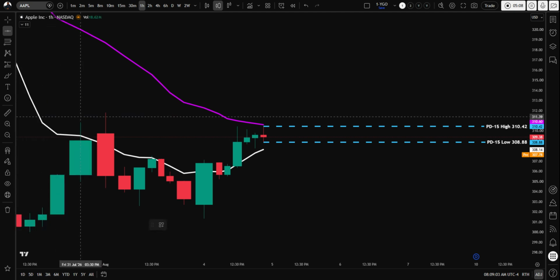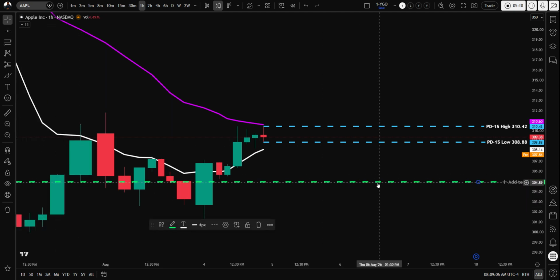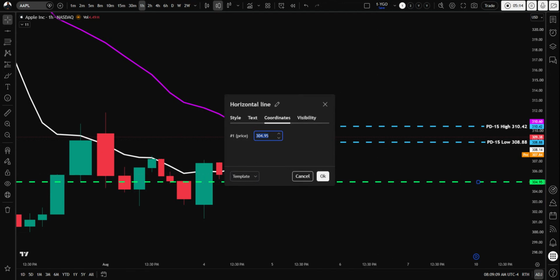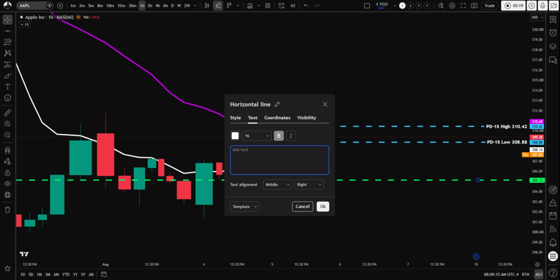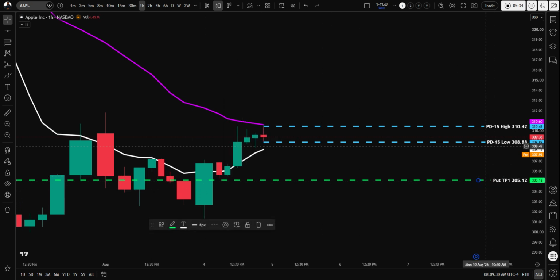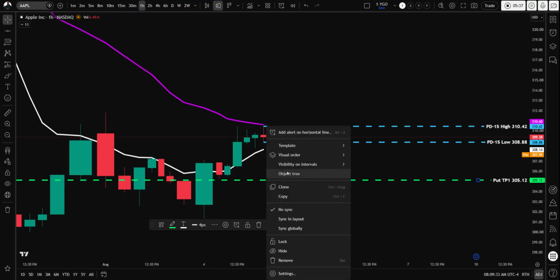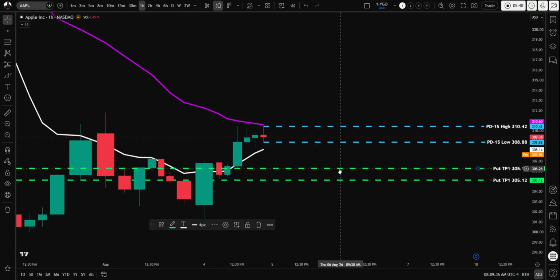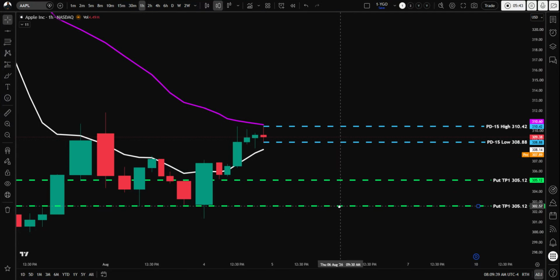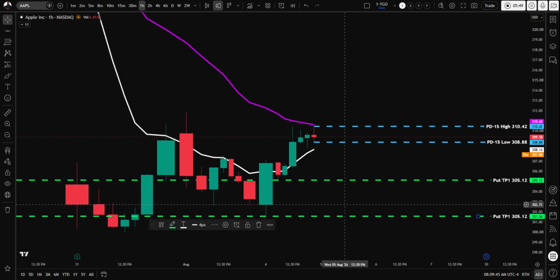For this, I do my horizontal. I use green because this is where it can bounce, and I'll label that TP1. For the sake of time, 305.12, and then for the second we just clone this and change it for about the 68.6, 68.5.